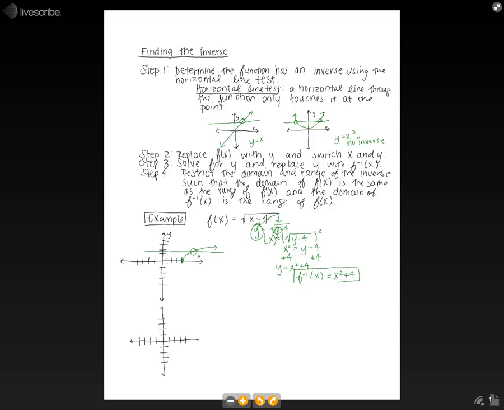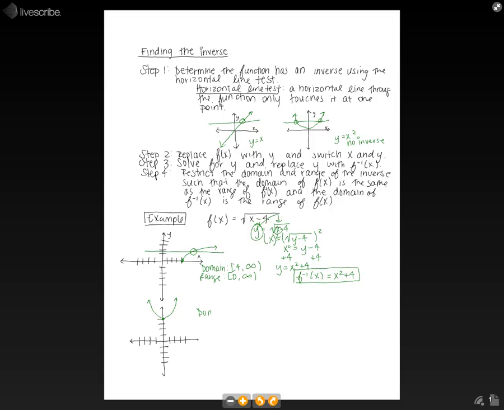So for our function, the square root of x minus 4, the inverse is x squared plus 4. So if we graph this, we're going to get something like this. So if we're looking at the domain of our original function, we have 4 included to infinity. And the range is 0 included to infinity.